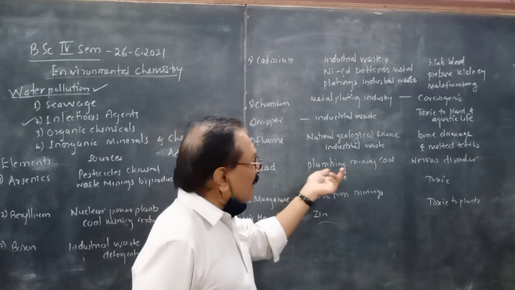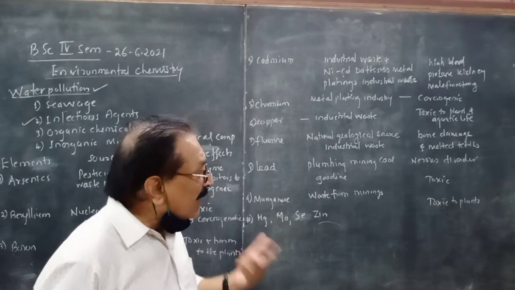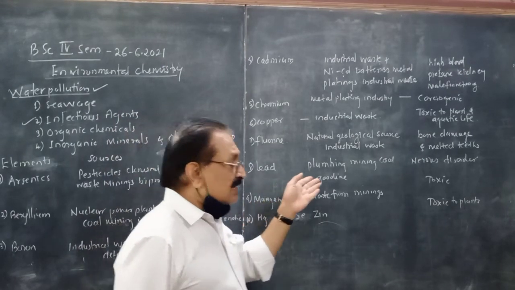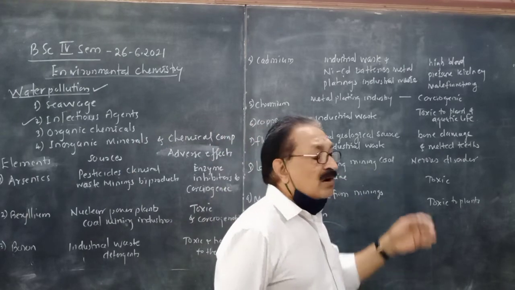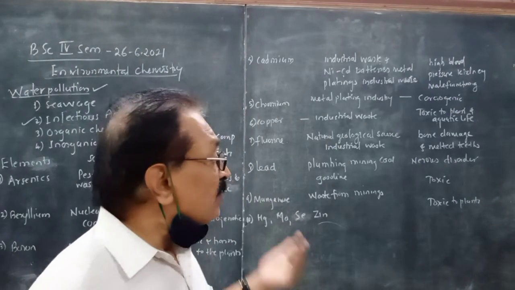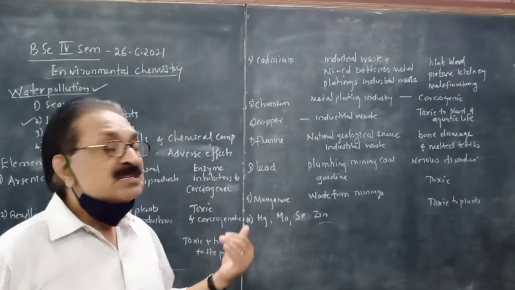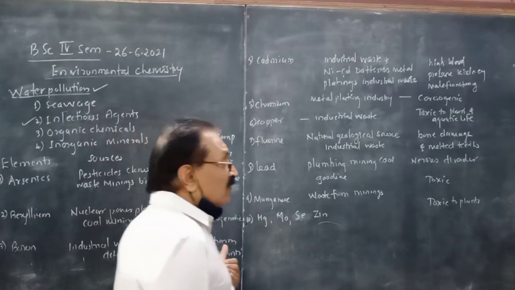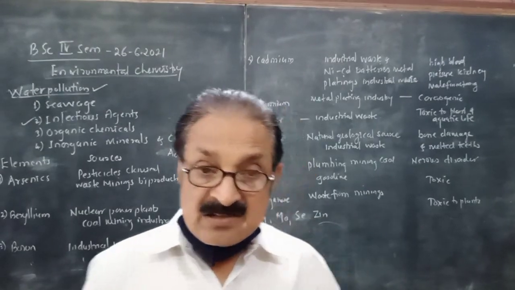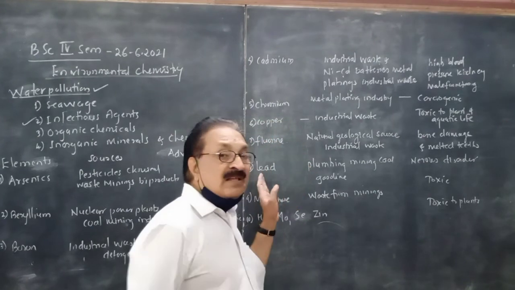Lead comes from plumbing, mining, coal, as well as gasoline, and that lead is present in the water, and that is taken as drinking water. Then what happens? Nervous disorders take place. Means it affects the central nervous system, we know the brain, and the person suffers from paralysis or brain tumor. Diseases like that occur because of lead.